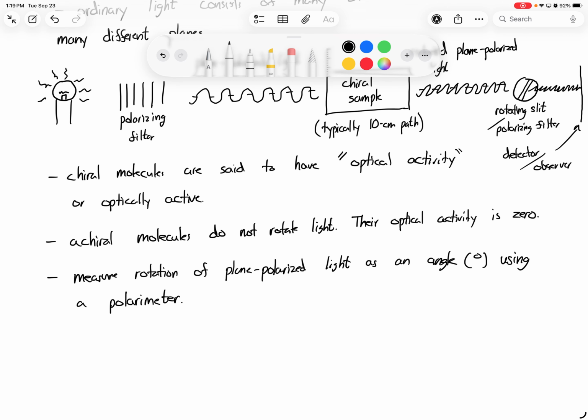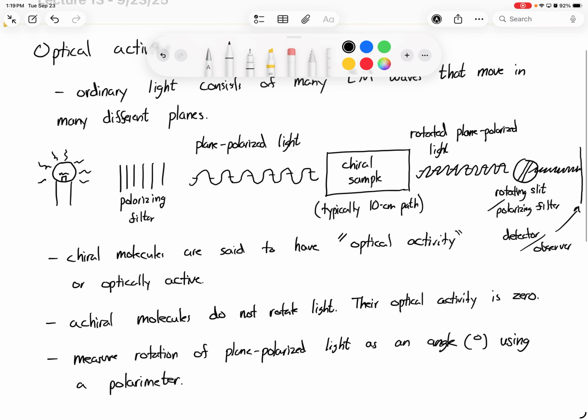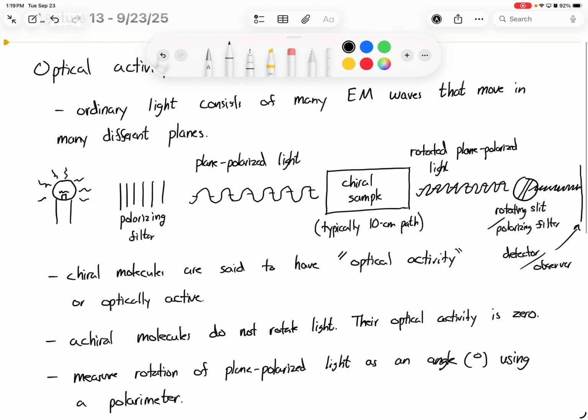Are there any questions about how molecules can interact with plane polarized light? If something's symmetrical, they can't interact with it, so that's why you don't see any value for achiral substances. All right, so optical activity just measures how much a chiral molecule can rotate light a certain number of degrees. So if something's chiral, it'll have optical activity, and optical activity basically depends on a few things.